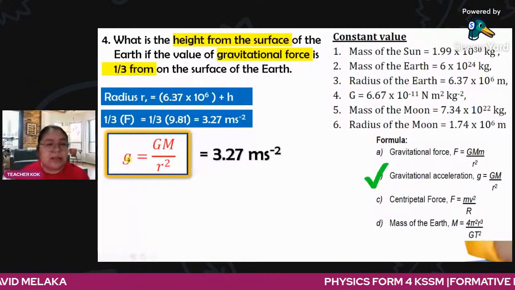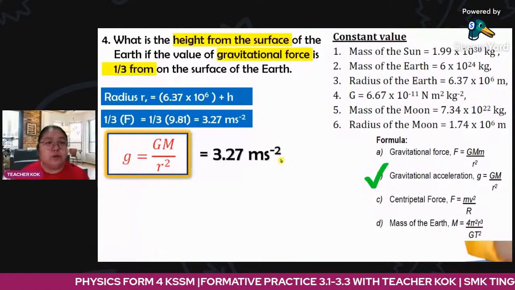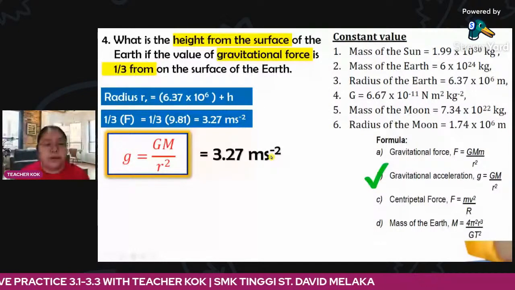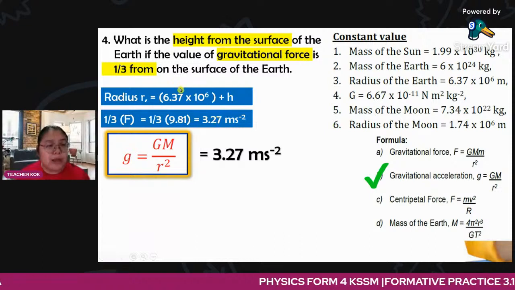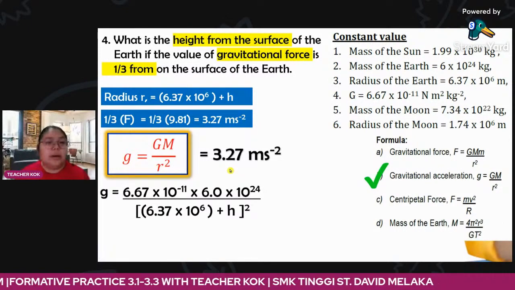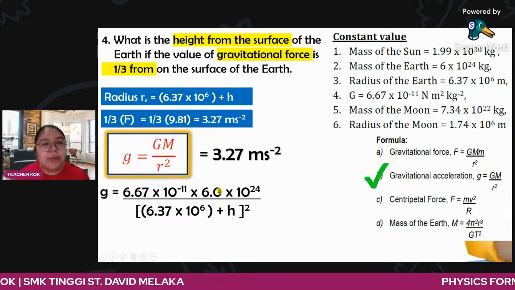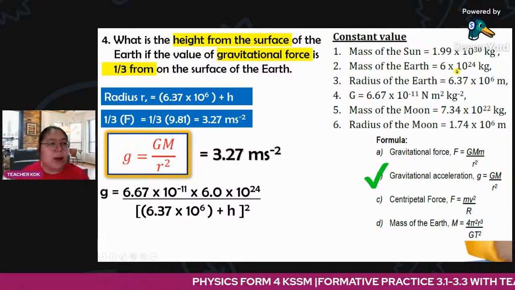The gravitational acceleration later is only 3.27, because I want it 3 times smaller than the Earth. So I count and I get 3.27. From here, I need to find this r square. This r square actually is this one. I showed the calculation already. You need to add the radius of the Earth and also the h, then you square it. This one we call r square. Now I need to show the calculation. 6.67 is the gravitational constant. Capital M is the Earth mass. So r square means this part.